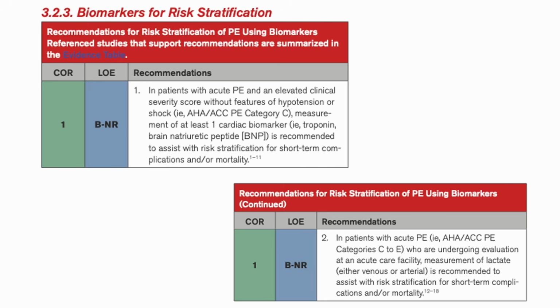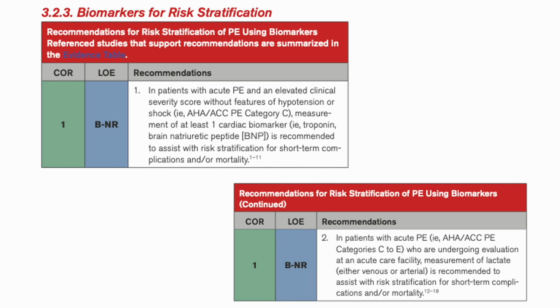Coming to the second aspect, which is biomarkers, because in category C, like Mrs. Mehta, we need to know whether the biomarkers are elevated. So, what do we do about that, and which are the biomarkers? The recommendations say that in patients with acute embolism and elevated clinical severity score, but no hypotension or shock, so hemodynamically stable like our patient, like category C, measurement of at least one cardiac biomarker like troponin, BNP, is recommended to assist the risk stratification, and that's exactly what we are doing.